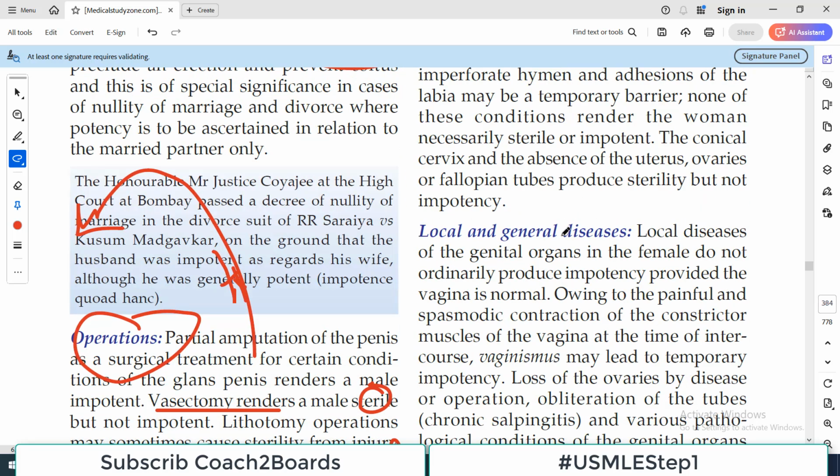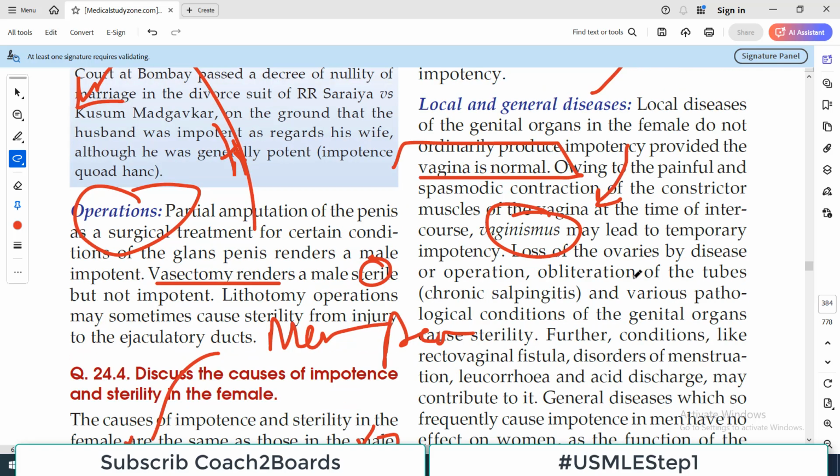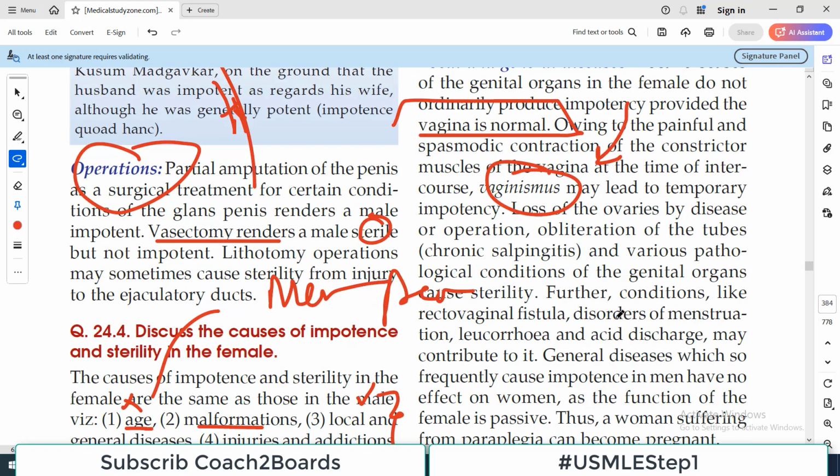Then there are local and general diseases. Local diseases do not ordinarily produce impotency, provided the vagina is normal. So they are more common as a problem in males, basically. Females mein itna bada ye issue nahi hai. Owing to the painful and spasmodic, agar koi local disease hai, jaise candidiasis hai, kuch hai, to vaginismus ek प्रॉब्लम है जिसमें पेन होता है, वजाइनल कॉन्ट्रैक्शन होती है. So the female is actually not feeling good to perform sexual activity and that we understand. इन्फ्लेमेशन है सब चीज़ें, राइट?